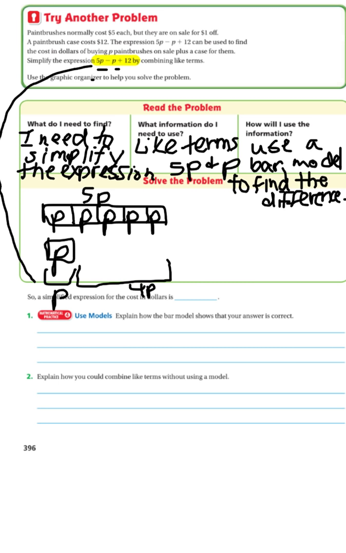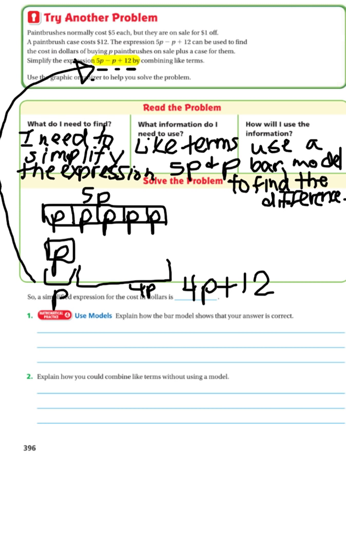So a simplified expression for the cost in dollars is, now we need to go back up here and look at our expression that we started with. If we combine 5p minus p, which is what we just did here, and we ended up with 4p, then we need to add the remainder of the expression onto the end. So 4p plus 12 is the simplified expression.